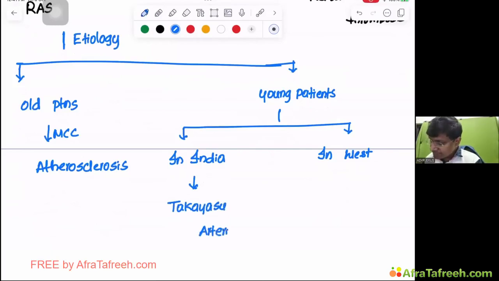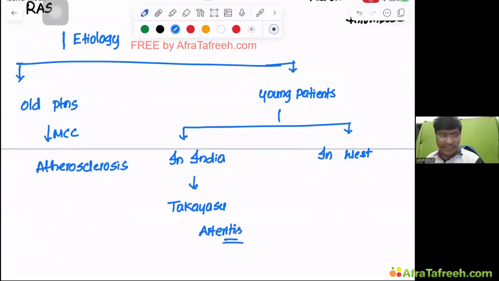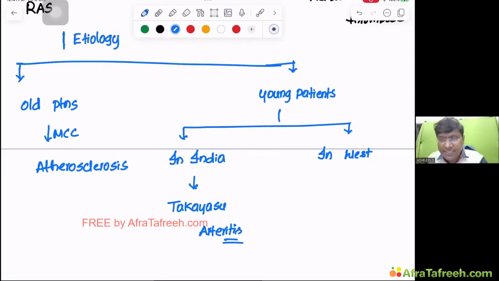So Takayasu arteritis is what form of your vasculitis? Which vessels are affected? Large vessel vasculitis. Large vessel vasculitis. What is the difference between your giant cell arteritis and Takayasu arteritis? Age-wise. Now, Jacob, Takayasu is commonly seen in which ages?